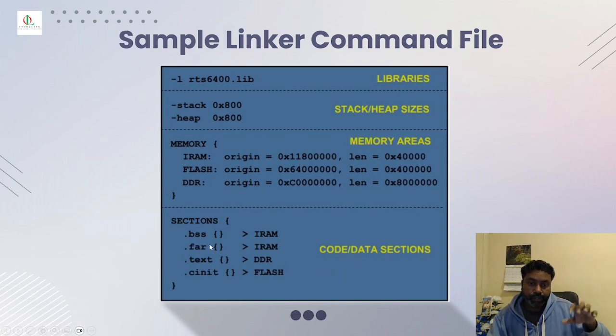So .bss sits in the IRAM, .text sits in the DDRM, .cinit sits on the flash. So this is a sample command file. This is how it looks like.